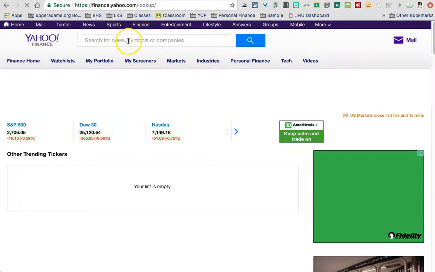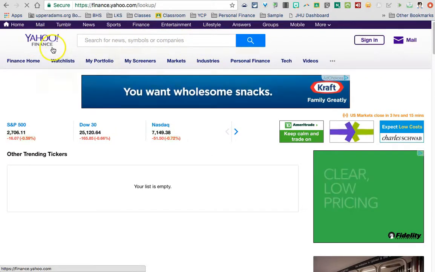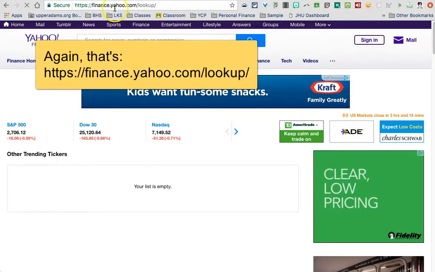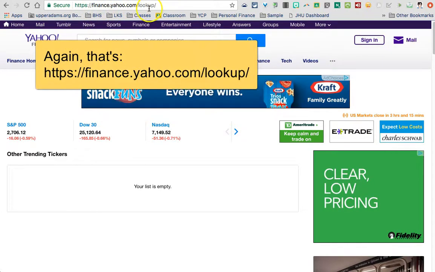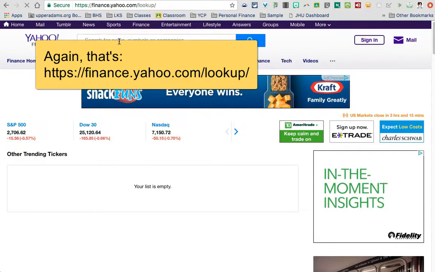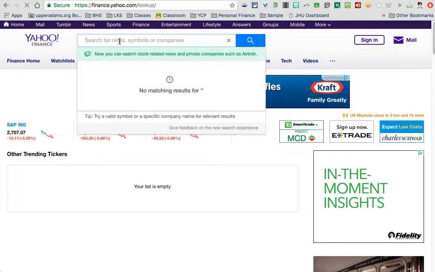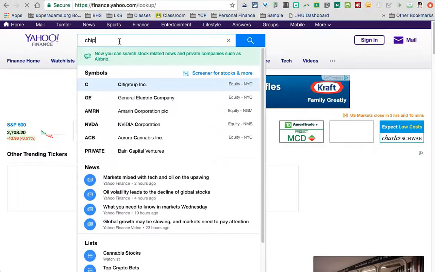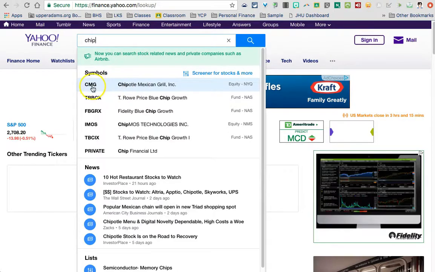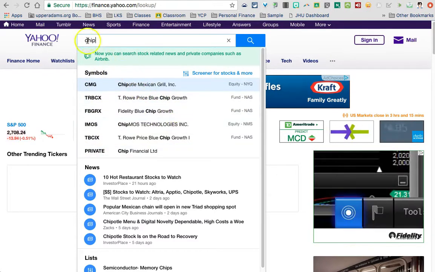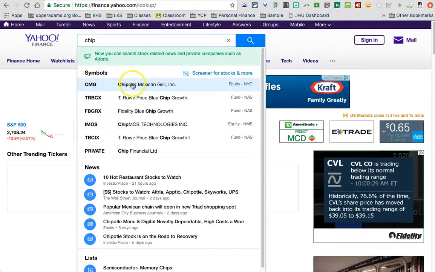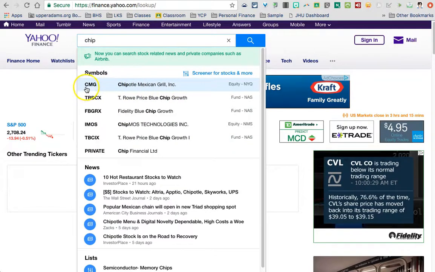So right up here I can search for news, symbols, or companies from Yahoo Finance. Now, the website is finance.yahoo.com/lookup if you want to specifically type in the actual URL. So I wanted to do Chipotle. I can just start typing the first couple of letters for that, and it will alphabetically give me anybody who has chip in the name. So here's Chipotle. So Chipotle is CMG.